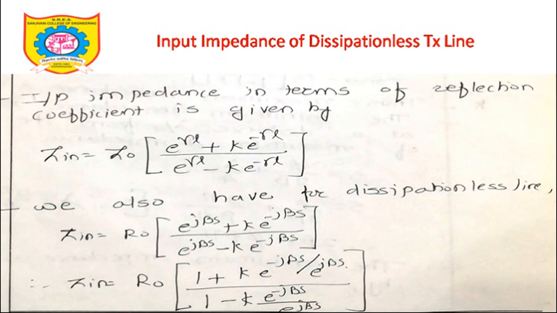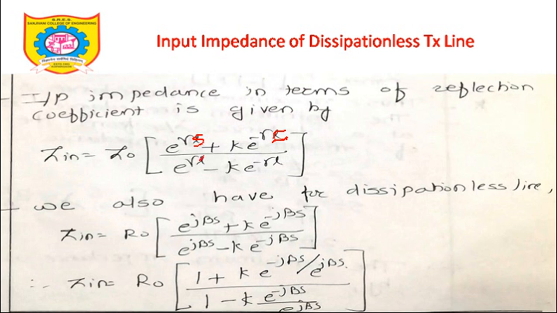So input impedance, which we calculated earlier, we now want to write in terms of reflection coefficient. It will be Z0 times E raised to gamma L plus K E raised to minus gamma L, divided by E raised to gamma L minus K E raised to minus gamma L. What is K? K is the reflection coefficient. Now we want to represent input impedance in terms of reflection coefficient. How can we do that? For the dissipation-less line, alpha is equal to 0. So can I replace gamma with alpha plus j beta? Yes. Instead of L, for avoiding confusion, I will replace it with S.